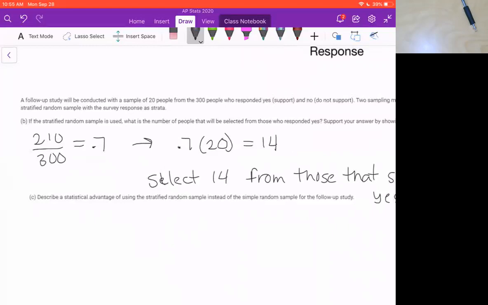It will give equal representation of both groups, and that's not what we're looking for. We're looking for the representation to be proportional, to be appropriate, to represent the proportions that are in the population. So the stratified sample guarantees it will represent the population in terms of those proportions.